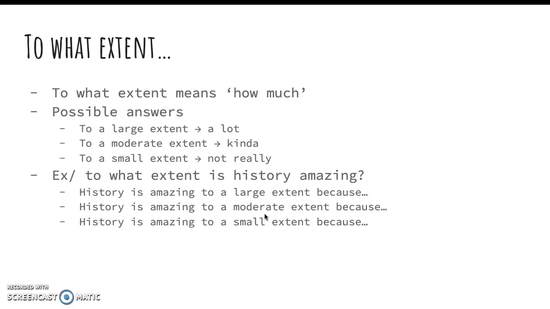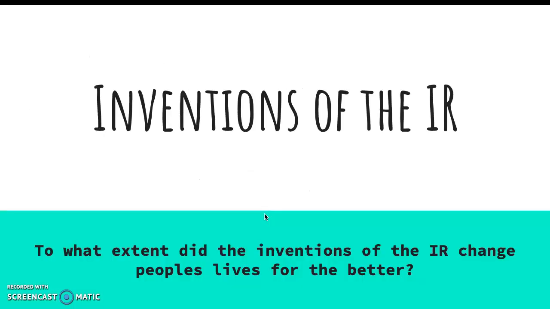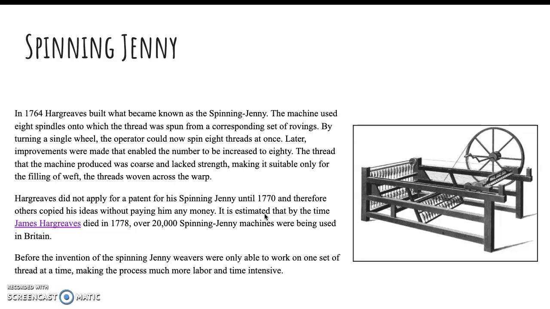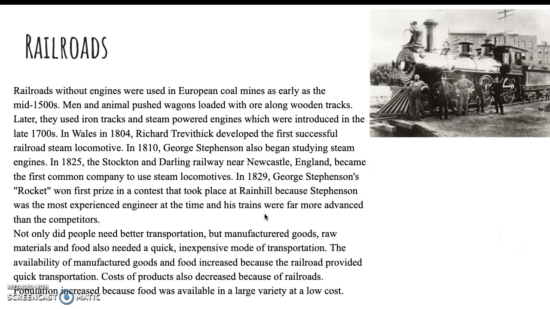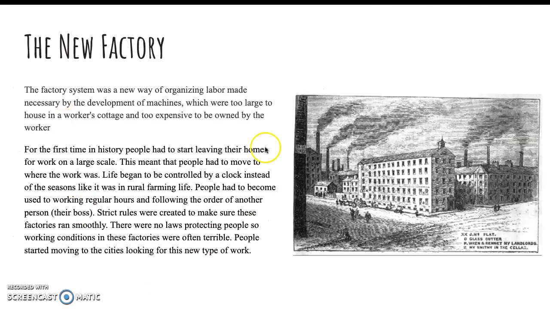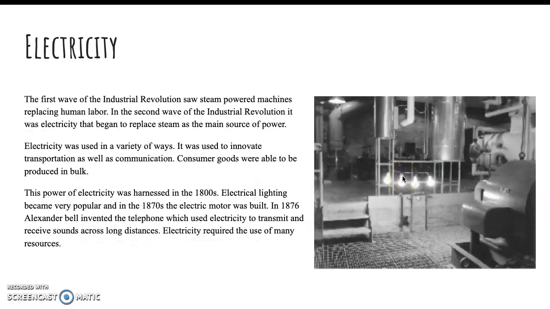So an example would be, to what extent is history amazing? If you love history, it'd be to a large. If you think it's okay, it'd be to a moderate. And if you really didn't like history at all, it'd be to a small extent. Okay, so I'm not going to go through and read these, but I just want you to know, the rest of the slideshow are different inventions of the Industrial Revolution. It has a description as well as a picture.